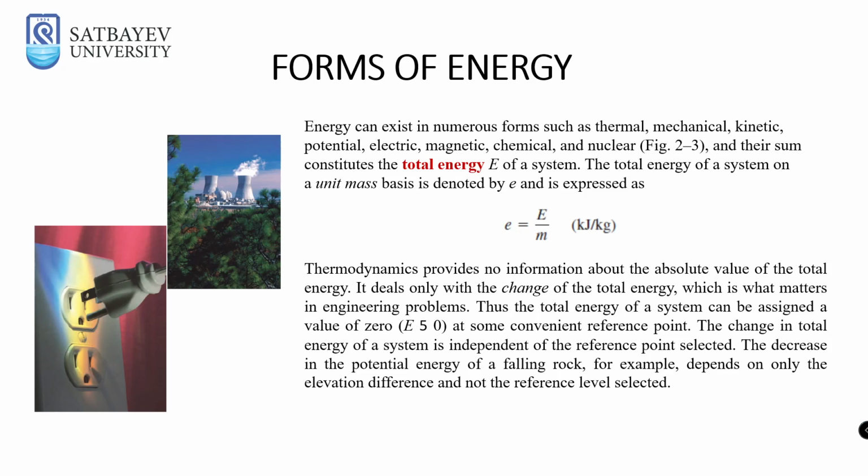Thermodynamics provides no information about the absolute value of the total energy. It deals only with the change of the total energy, which is what matters in engineering problems. Thus, the total energy of a system can be assigned the value of zero at some convenient reference point. The change in the total energy of a system is independent of the reference point selected. The decrease in the potential energy of a falling rock, for example, depends only on the elevation difference, and not on the reference level selected.